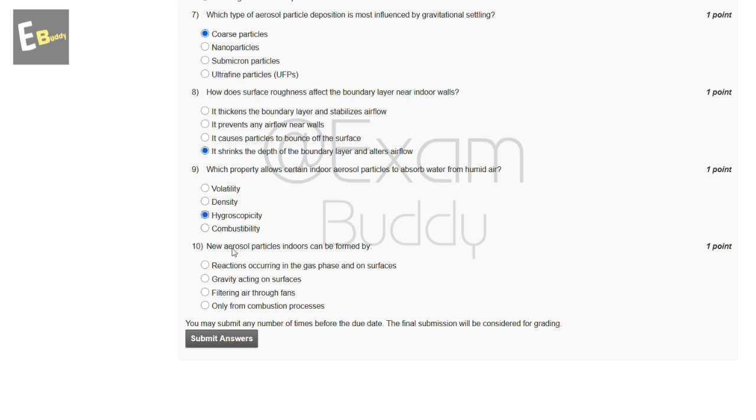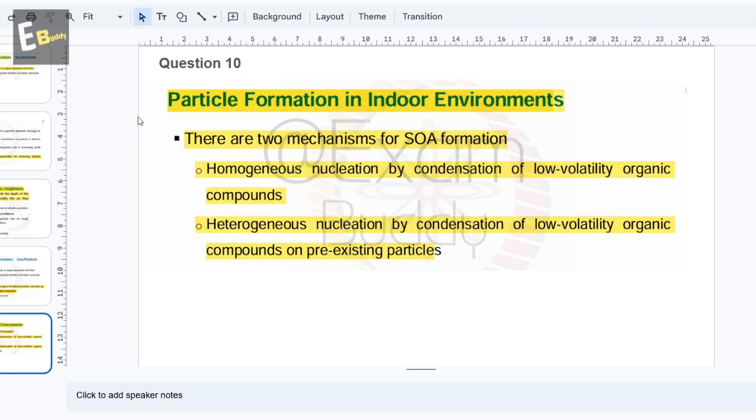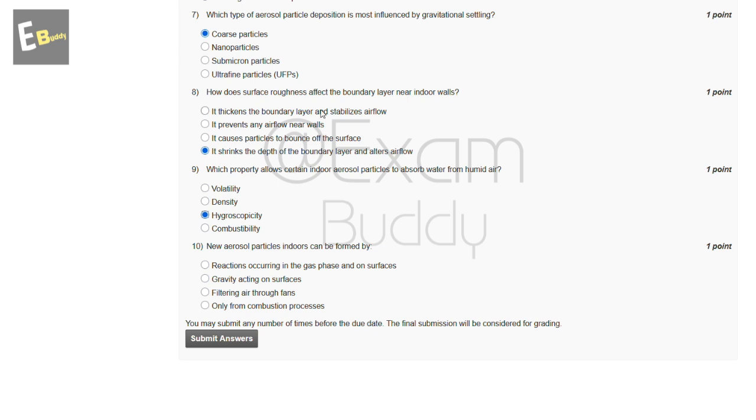Now the tenth question is: new aerosol particles indoors can be formed by what? These are the options: reactions occurring in the gas phase and on surfaces, gravity acting on surfaces, filtering air through fans, only from combustion processes. Let's check the answer. Particle formation in indoor environments: there are two mechanisms for SOA formation, homogeneous nucleation by condensation of low volatility organic compounds, and heterogeneous nucleation by condensation of low volatility organic compounds on pre-existing particles. So the answer to our tenth question is A: reactions occurring in the gas phase and on surfaces.